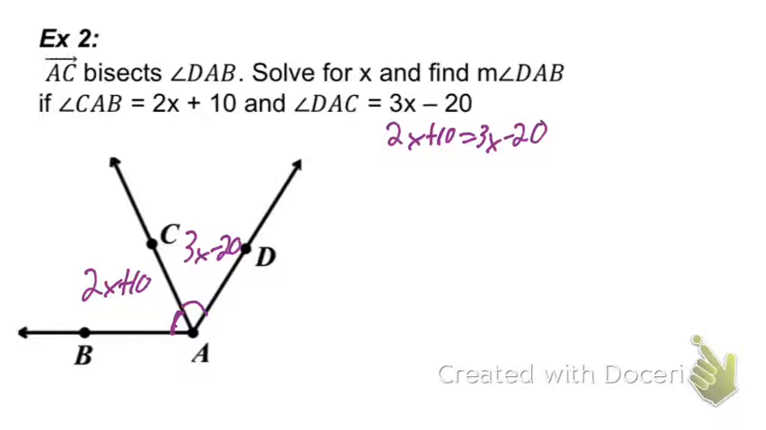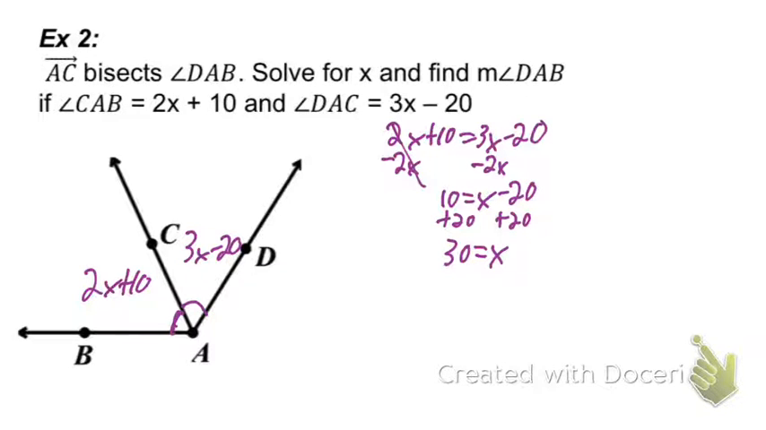Now this will help us because we'll be able to find x, which is one of our goals, to solve for x, and we'll also be able to plug that back in to find the measure of angle DAB. So we'll solve this equation now. We want to get our x's together, so I'm going to subtract 2x from both sides and get 10 is equal to x minus 20. I'm going to add 20, and I'm going to get 30 is equal to x.